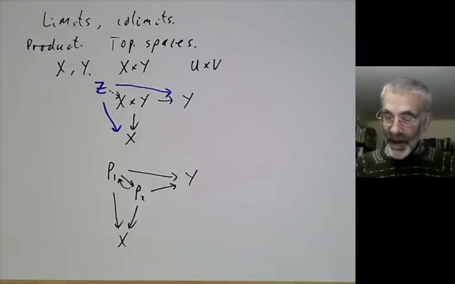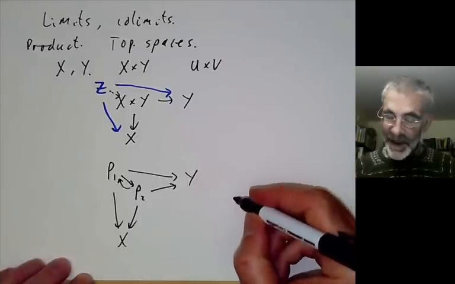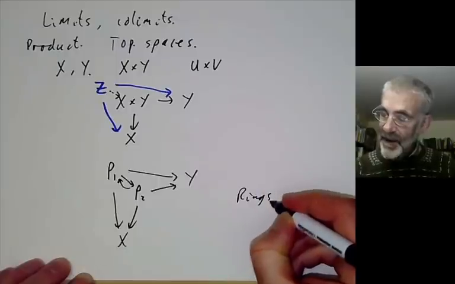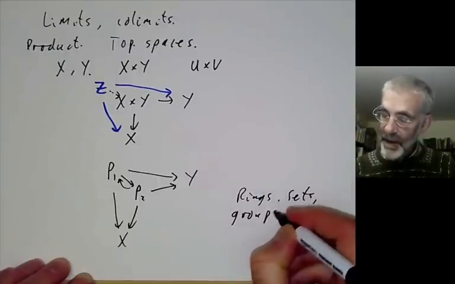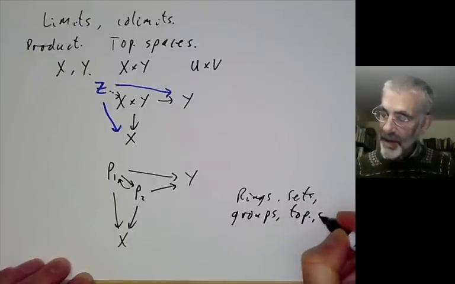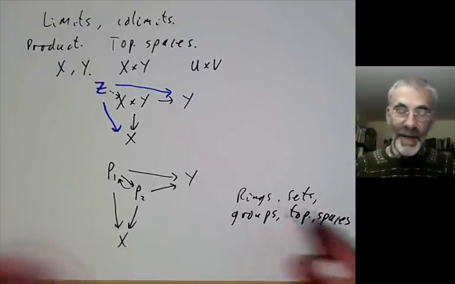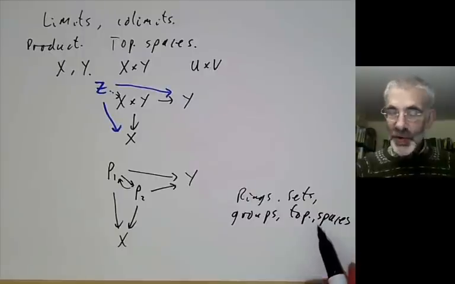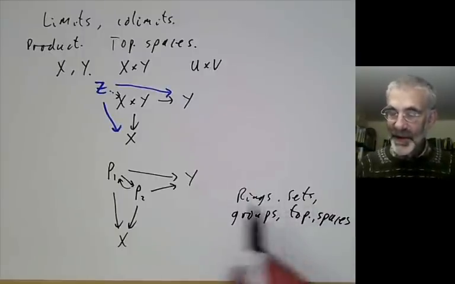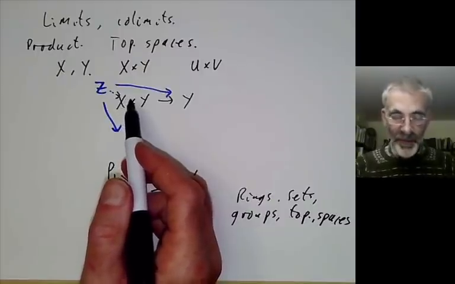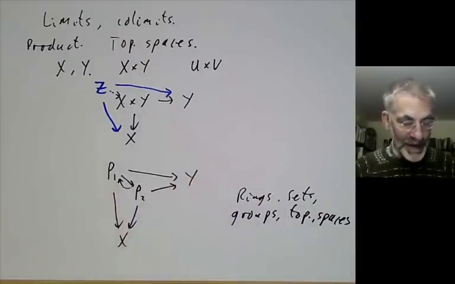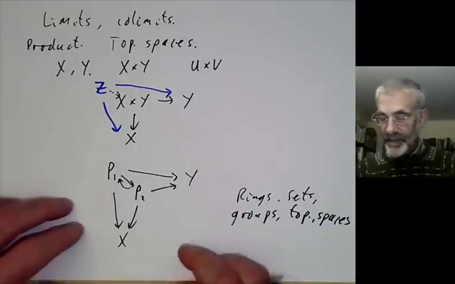So if you look at products, you can take products of rings, sets, groups, topological spaces, and many other things, and you find the usual definition of products in all these categories has the following universal property. So we've got a unique definition of the product that works for all these different cases. Let's have a look at some other examples.